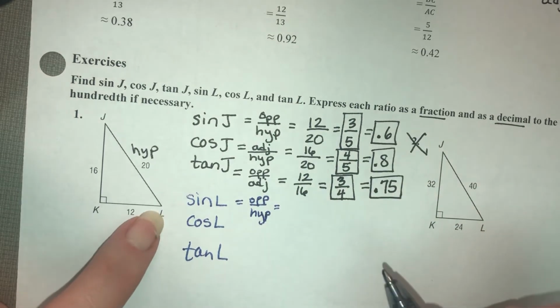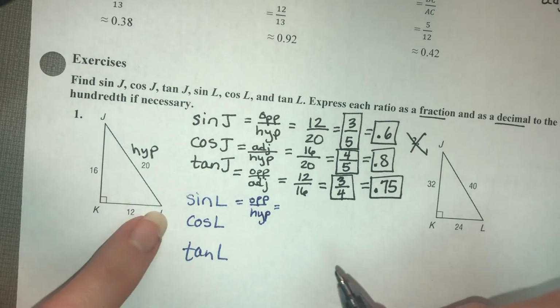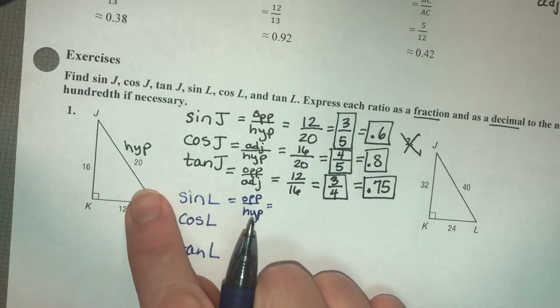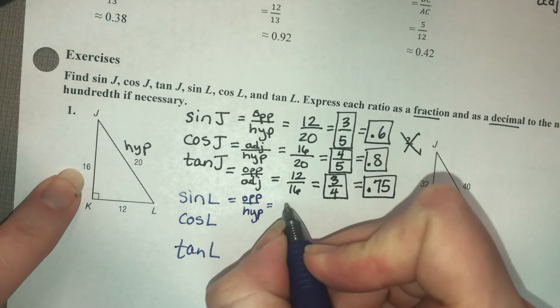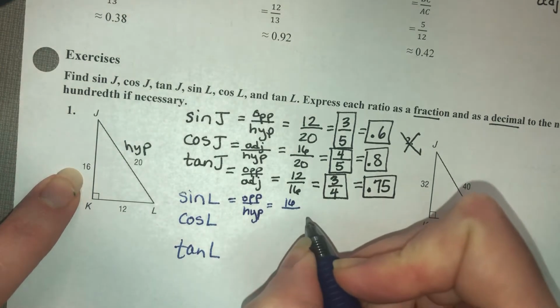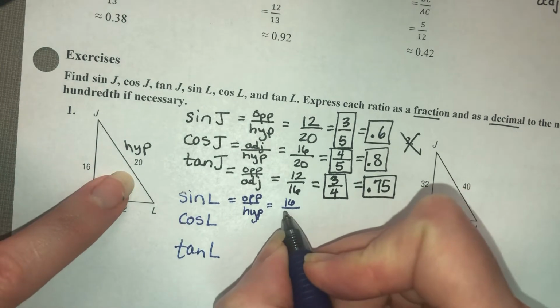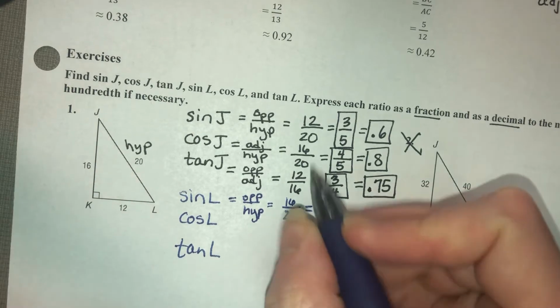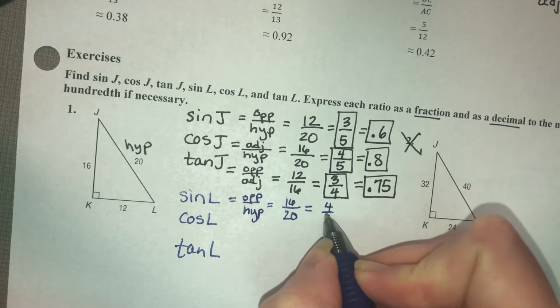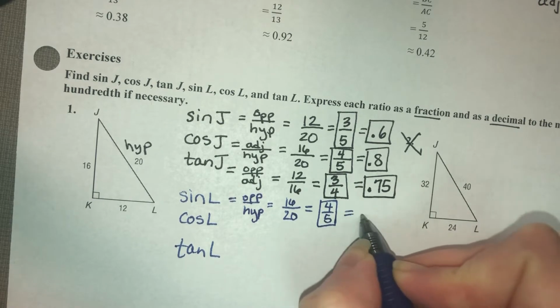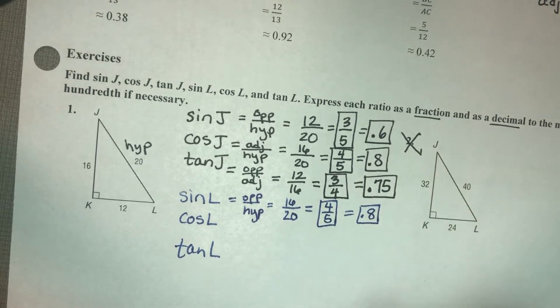Now from angle L, the side that's opposite from it is the side that, when I put my finger on L, my finger is not touching. So that's the 16. And the hypotenuse is still 20. That's not going to change. Now we already talked about 16/20 up here. That simplifies to 4/5 and it equals 0.8 as a decimal.